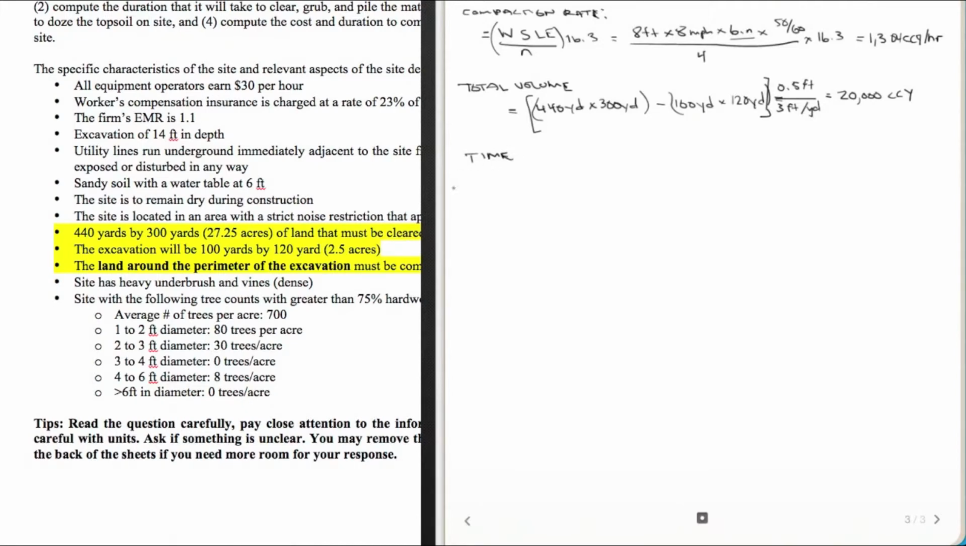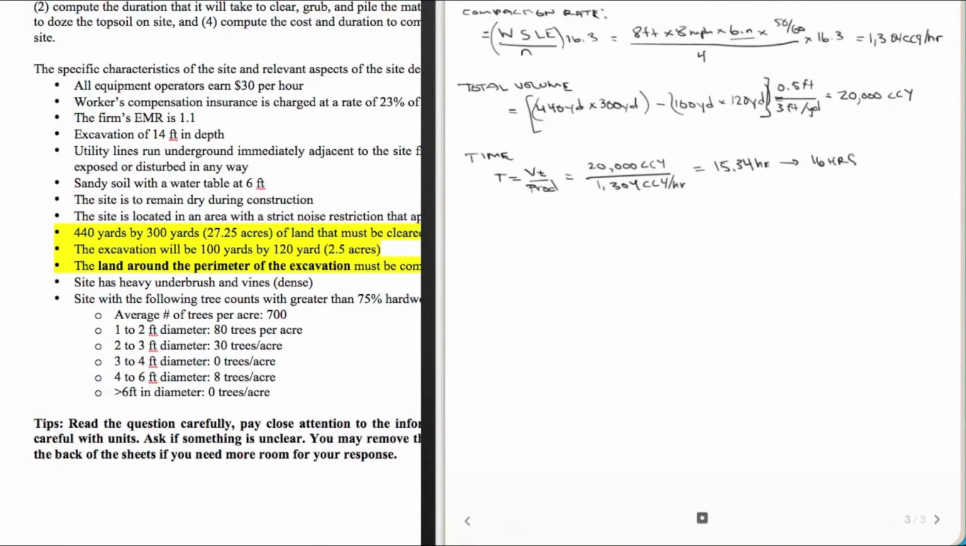Okay, so the time then, as we've done before, is just going to be that total volume over the production. So time equals volume over production. And we just found our volume is 20,000 CCY. We got our production up there of 1,304 CCY per hour. And that gives us 15.34 hours, which we can round to 16 hours.